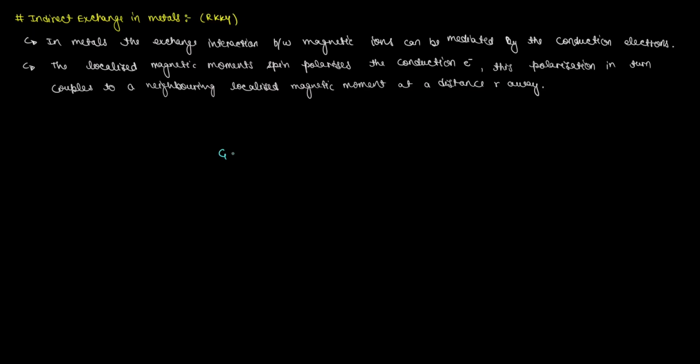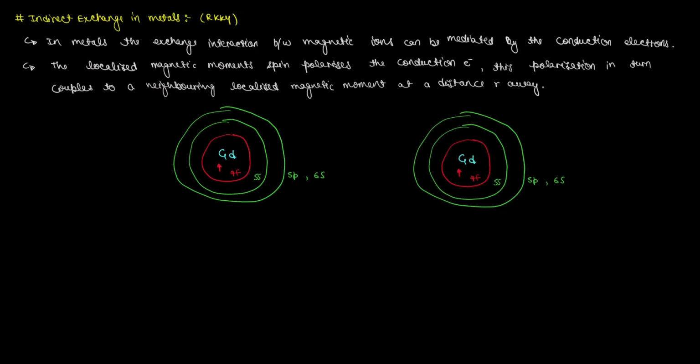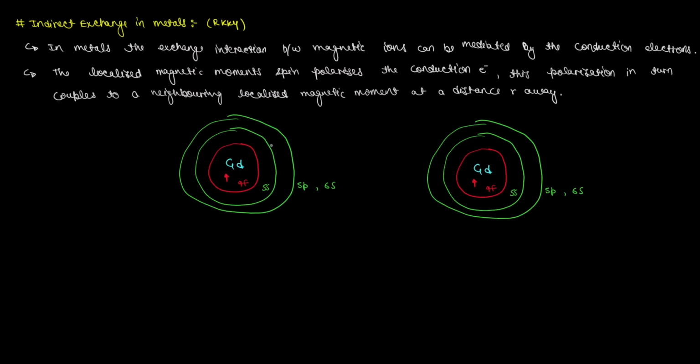As we have seen in the case of gadolinium, the 4f electrons are well shielded by 5s, 5p and 6s orbitals. Therefore there exists a localized magnetic moment due to these 4f electrons. And this is interacting with another gadolinium localized magnetic moment placed at a distance r away. Here this localized magnetic moment creates a spin polarization in the surrounding conduction electrons, which are on the 5p and 6s orbitals. The second spin interacts with this polarization, allowing the distant localized moments to couple. This interaction is also known as the itinerant exchange interaction.